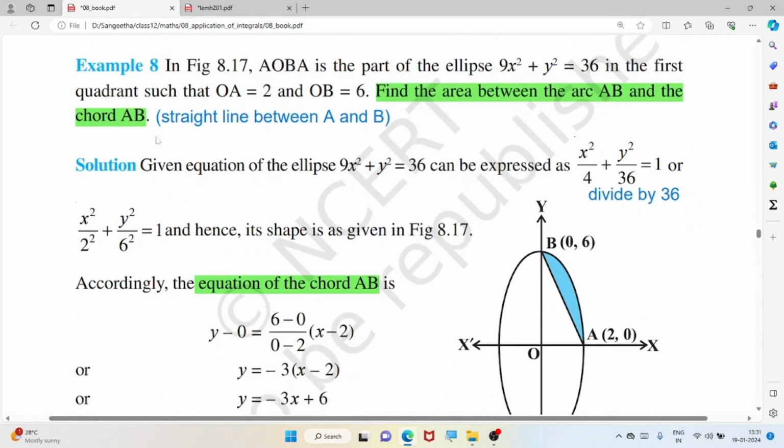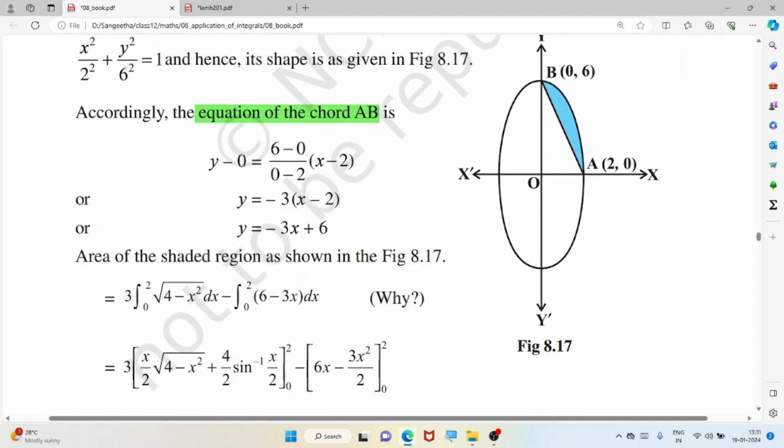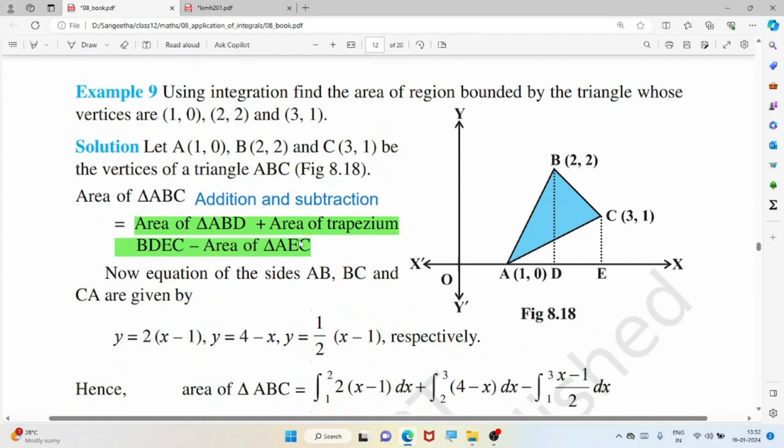The chord AB, this is the chord, from here to here. Find the area between the arc and the chord, so we have to find this area here. For convenience they are dividing by 36. From this given equation, divided by 36, it will become 1, and x square will come. That is for finding the solution; for our convenience they are dividing. You can go through it. So here we are adding and subtracting some areas.